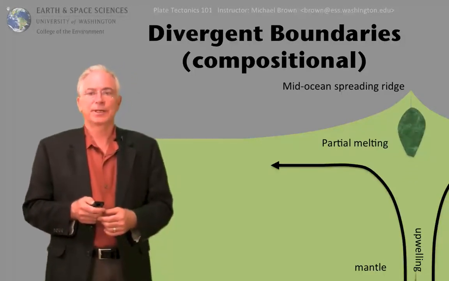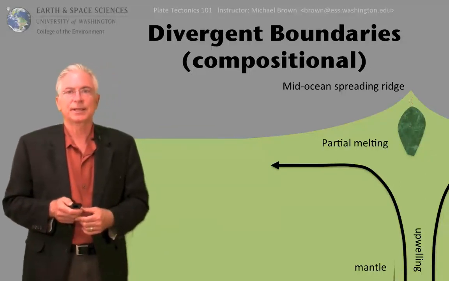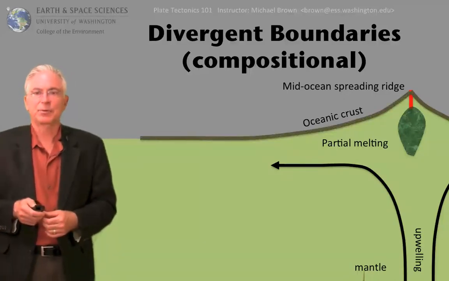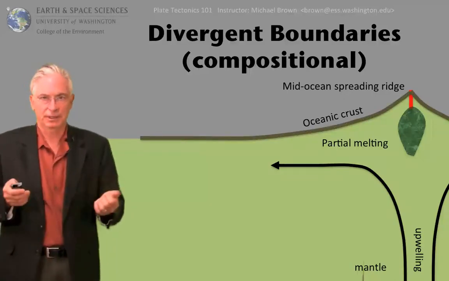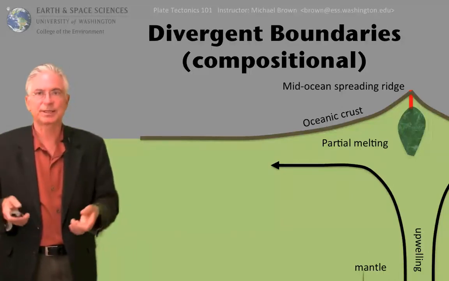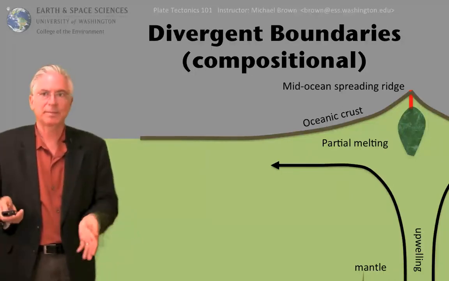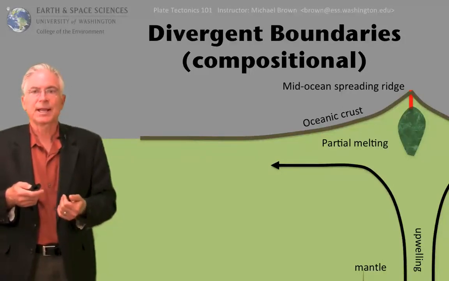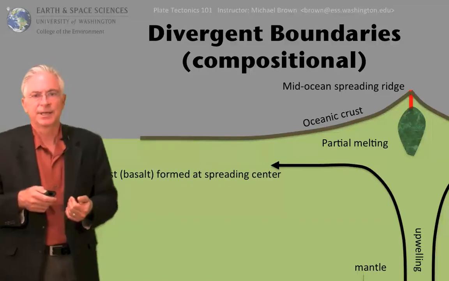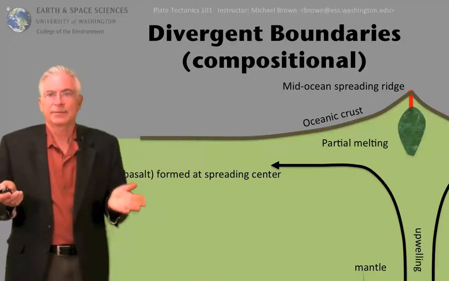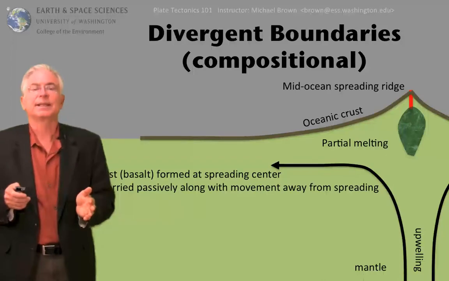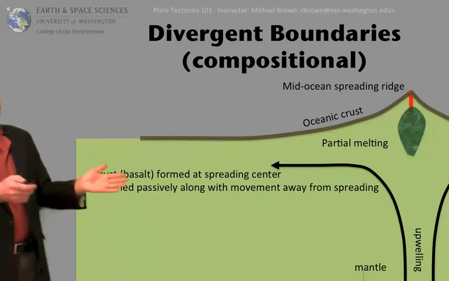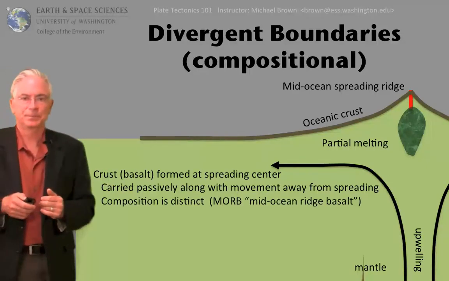Also going on at the ridge is partial melt as the upwelling pressure releases parts of the mantle. That pressure release of the mantle leads to a little bit of melt, less than 10%. That 10% melt, the basaltic magma, comes up at the ridge crest, at the spreading center, and forms the crust. The crust is basaltic, forms right at the spreading center, and then is carried passively away from the spreading center by the continual movement of the plate.